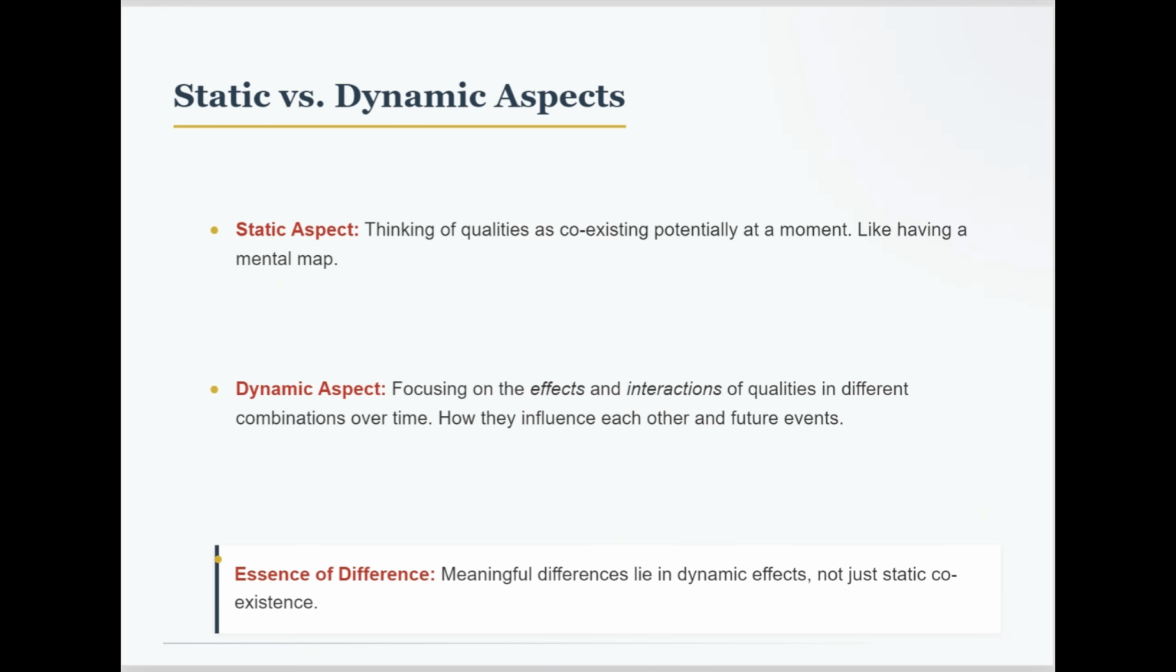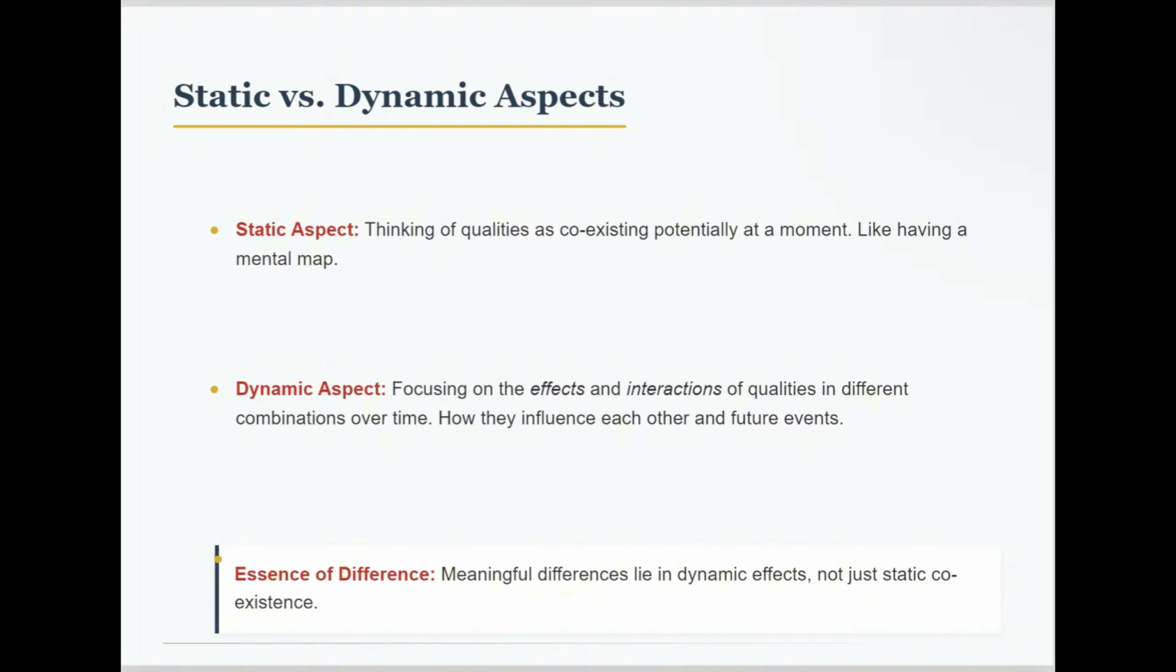We can look at them in two ways. There's the static aspect, imagining all possible colors, shapes, sounds existing together in our mind, like a vast library of possibilities. But then there's the dynamic aspect, which is probably more important for understanding differences. This is about the effects, how a particular quality interacts with others, how it changes our perception of a scene, how it leads to actions.